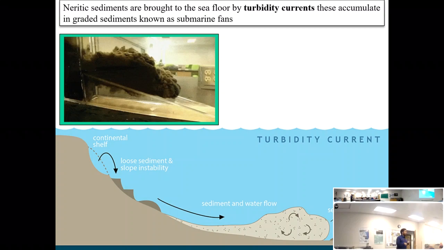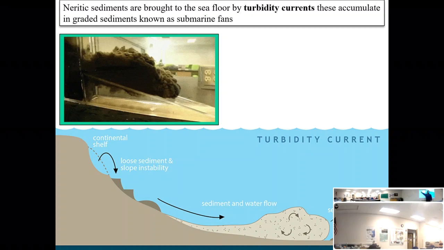Okay, so turbidity currents. Do you all remember we talked about submarine canyons and continental slopes? You all recall that? And do you all remember when I showed you the video of the submarine down there doing whatever submarines do, and then it gets enveloped by the cloud of dust or cloud of mud, right? So that's a turbidity current.